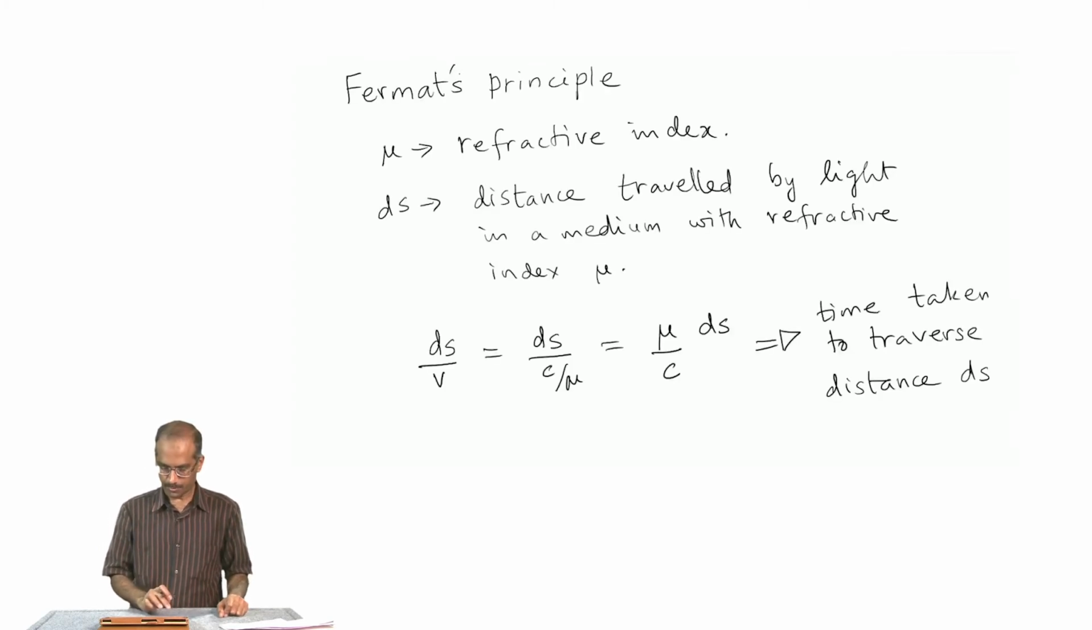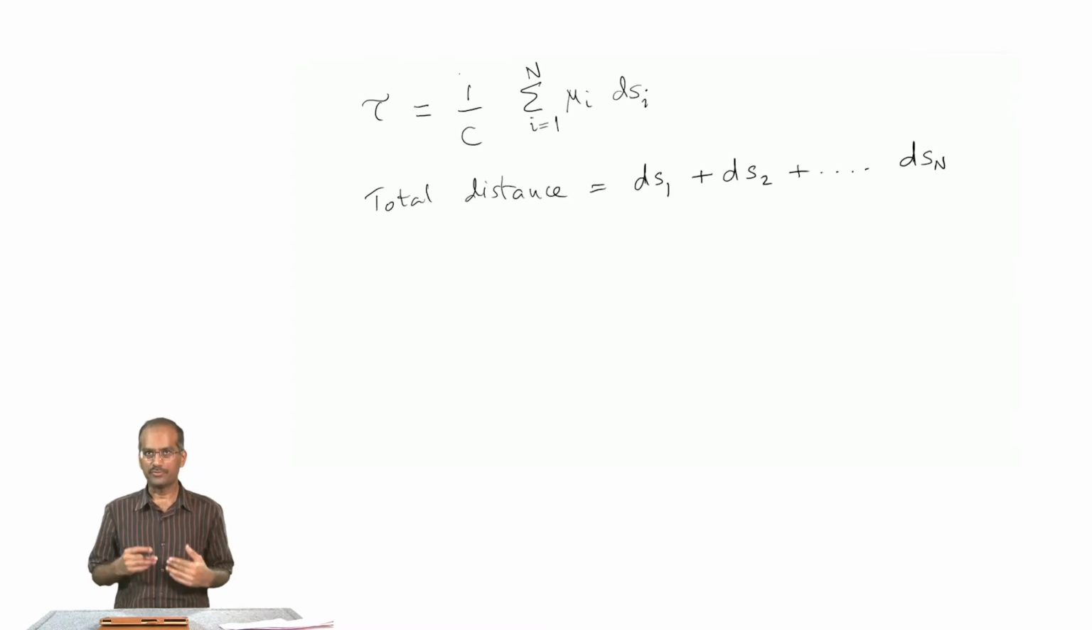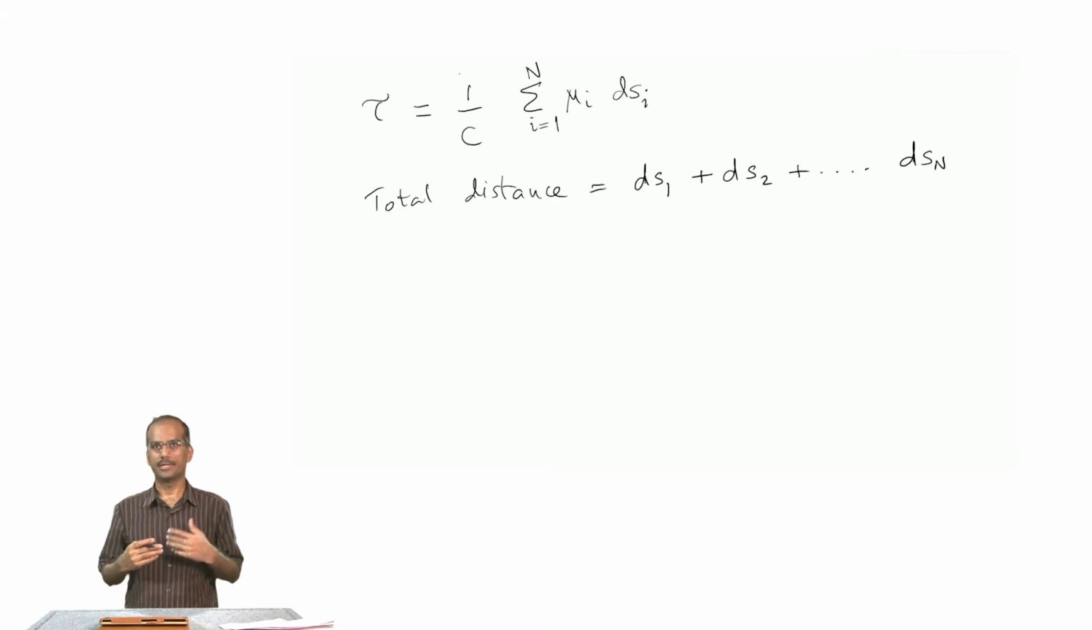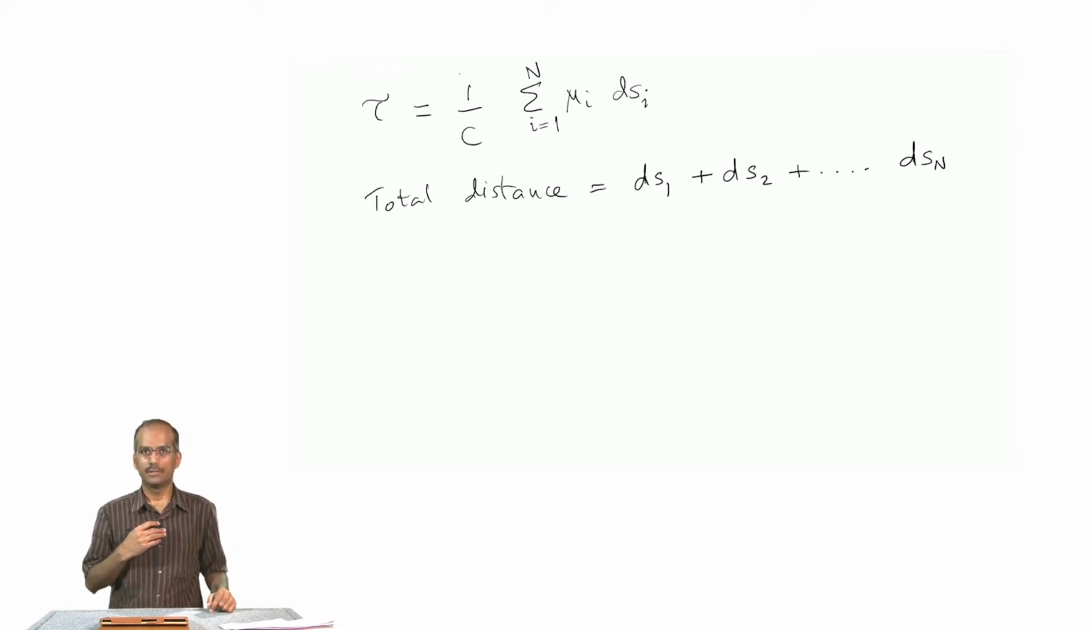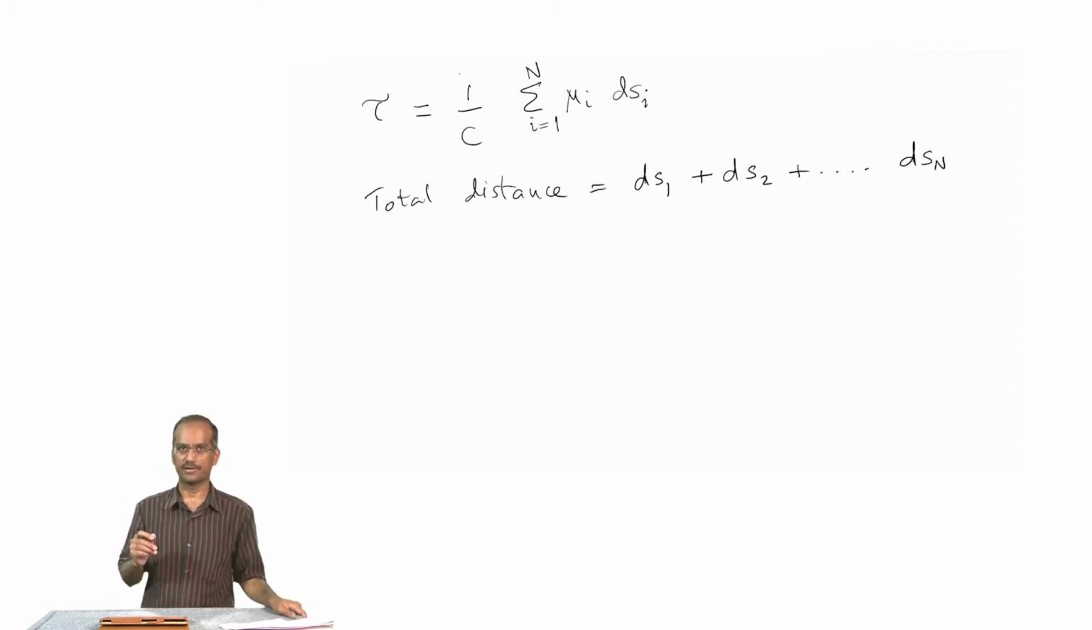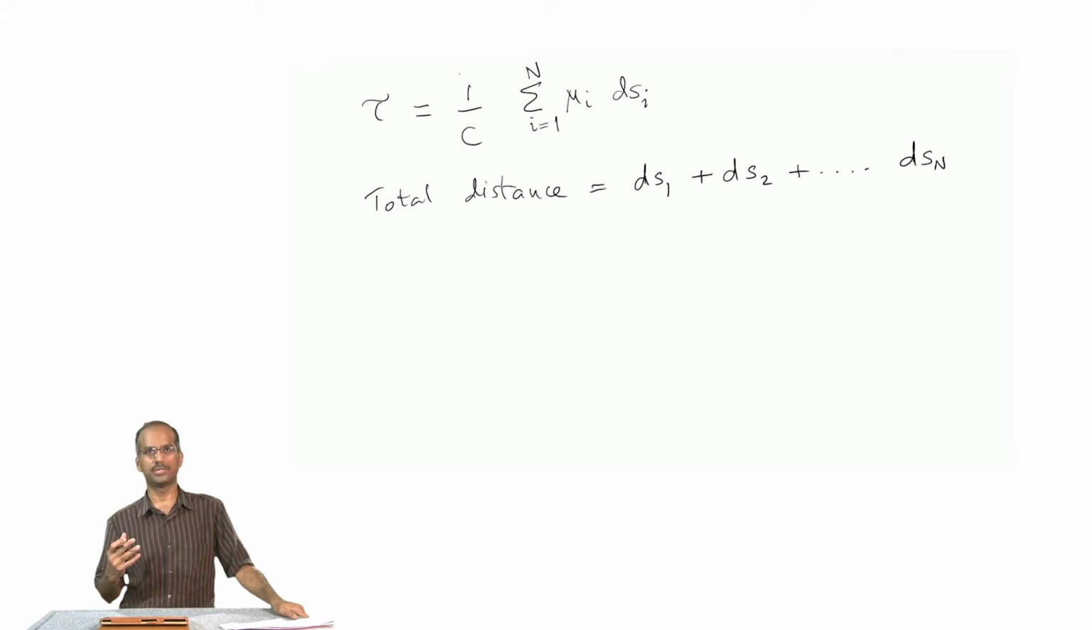So, let me denote by tau the time taken to traverse distance ds. Generalizing this formula, each one of these indices represents a different medium, and there is a change in refractive index, characterized by mu i. ds1 is the distance travelled in a medium characterized by refractive index mu 1, ds2 is the distance travelled in a medium characterized by mu 2, and so on.